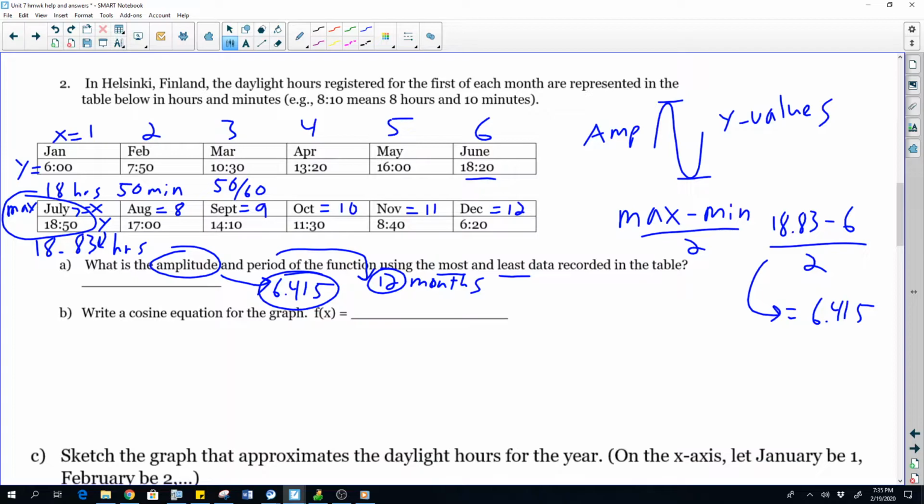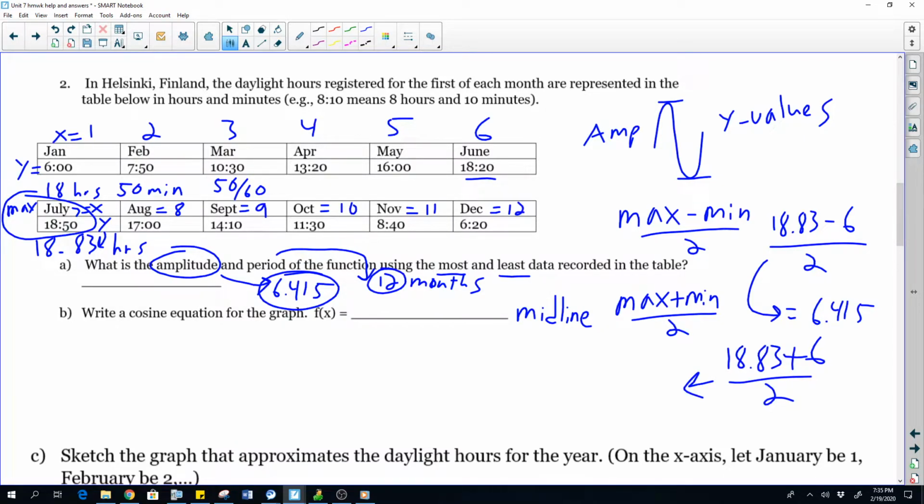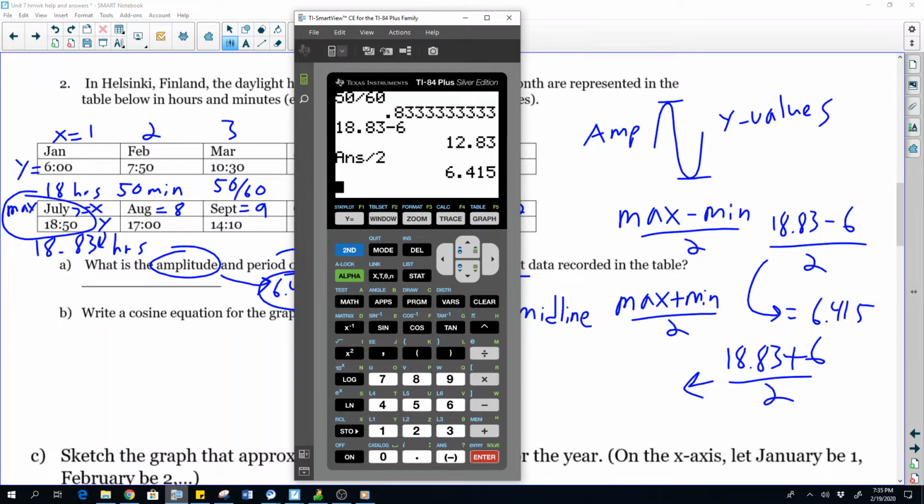Now write the cosine equation. In order to write the cosine equation, you also have to have the midline of our y values. And so the midline is the maximum plus the minimum, so a little bit different there. Maximum plus the minimum, and that's divided by 2. So this time we're going to take 18.83, and we're going to add it with 6, divided by 2. Let's see what that gives us.